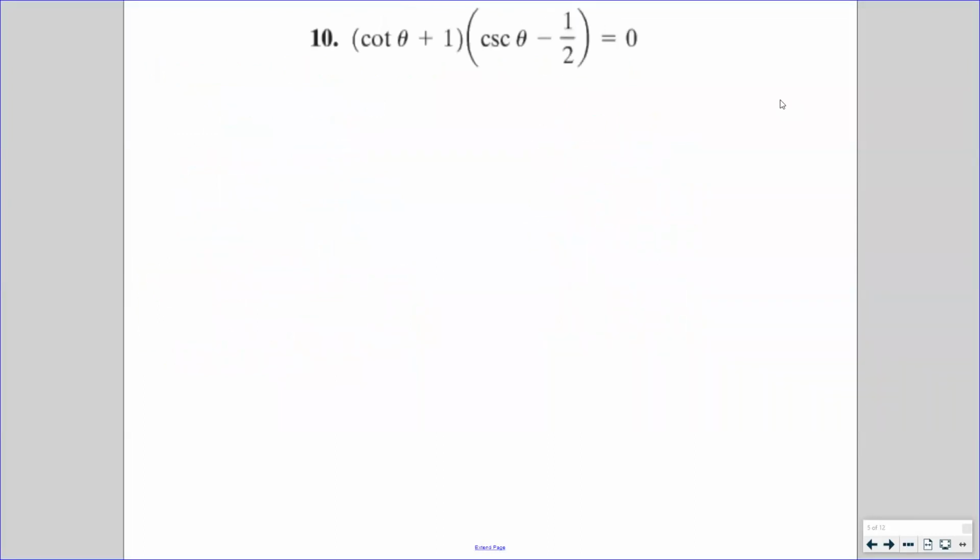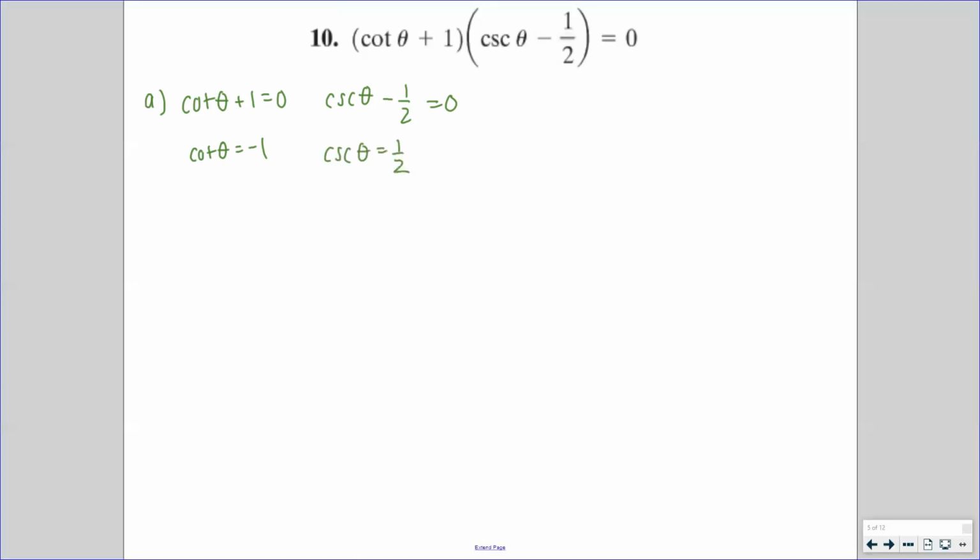Number 10 is slightly different. It's already in factored form for us. We don't have to do anything else, but we're going to see a couple of different things going on here. So part A, again, general solution equations. We're going to set each of those factors equal to 0 to solve for theta. So cotangent plus 1 is equal to 0, and cosecant minus 1/2 is equal to 0. So we get two pieces of information here: the cotangent of theta is equal to -1, and the cosecant of theta is equal to 1/2.